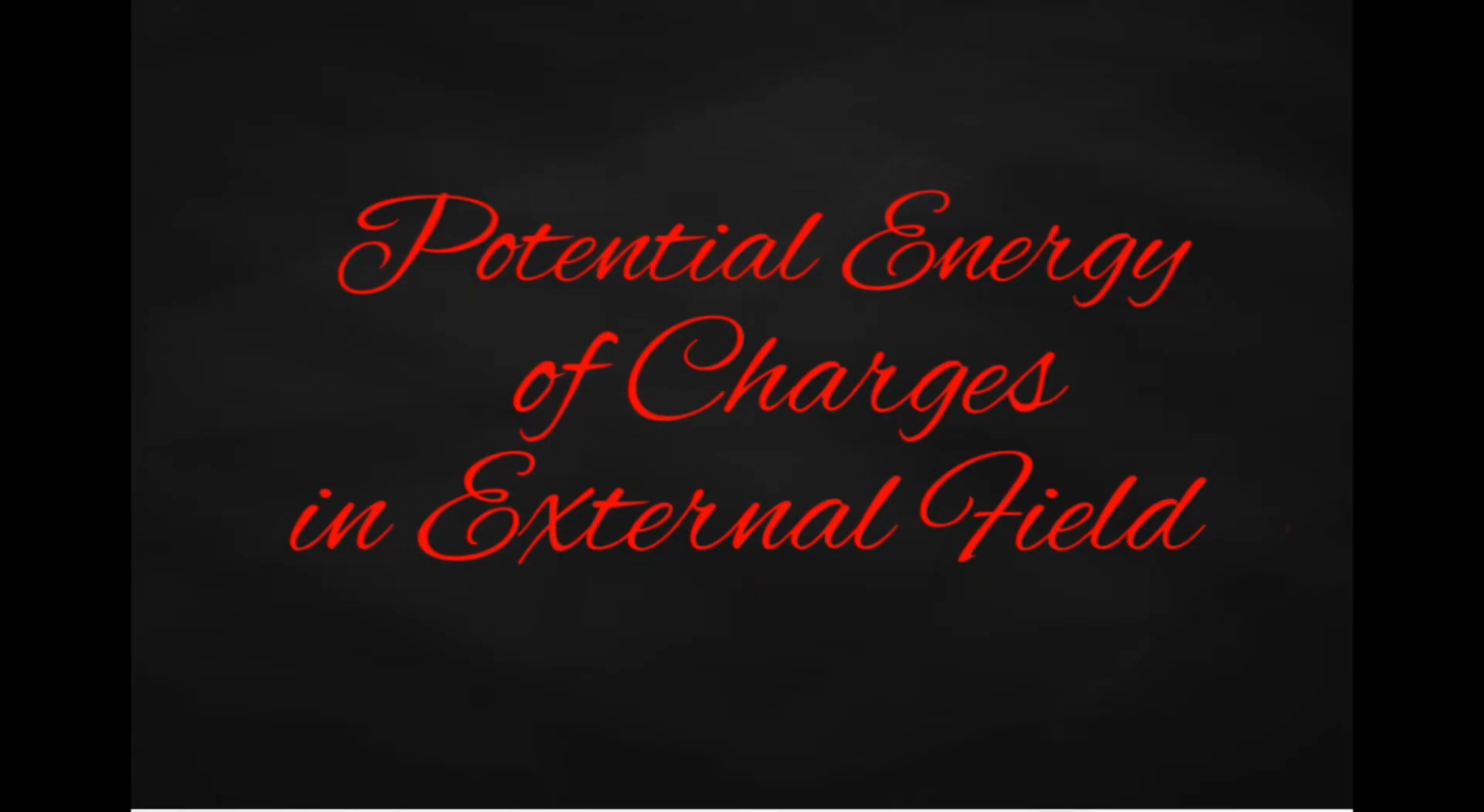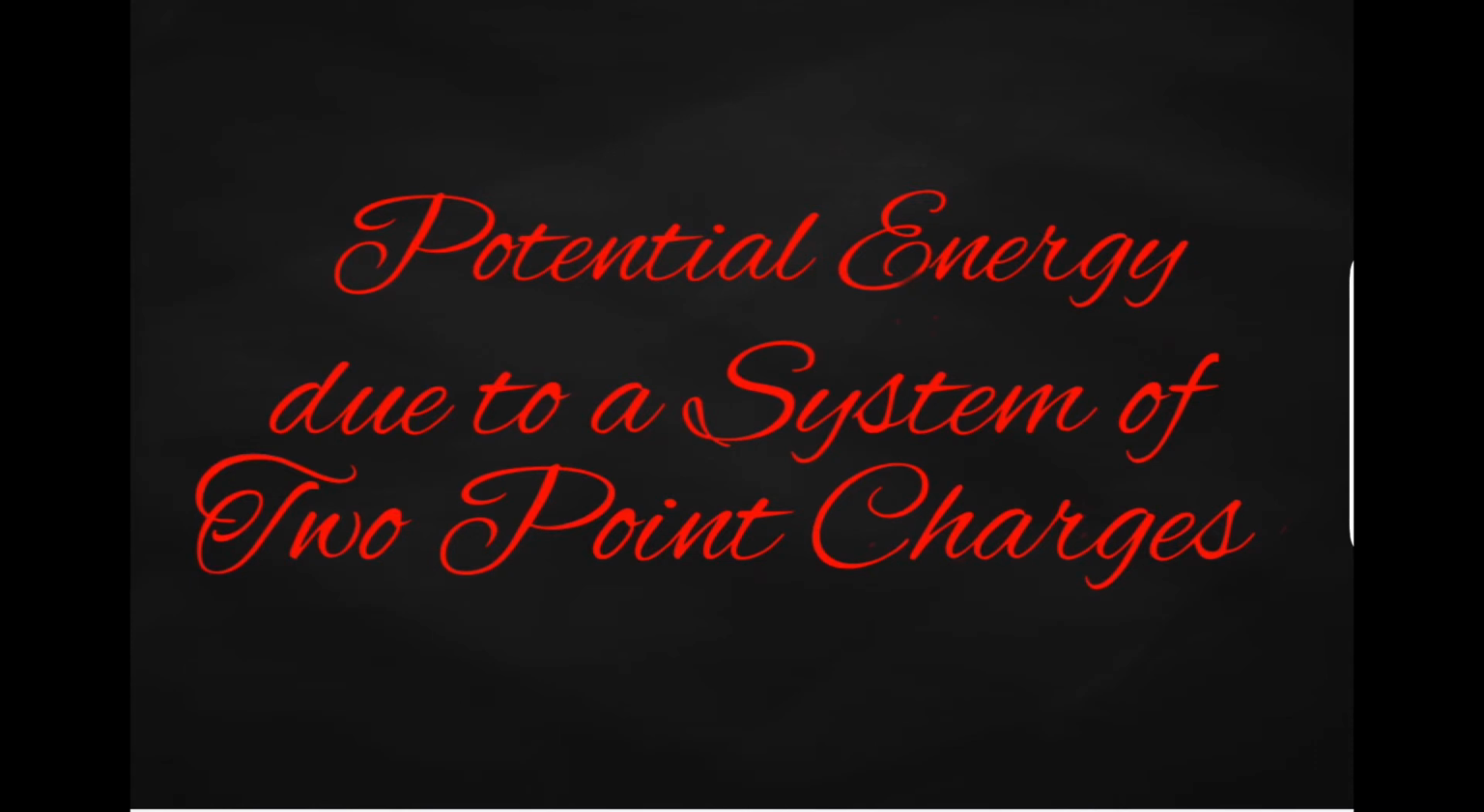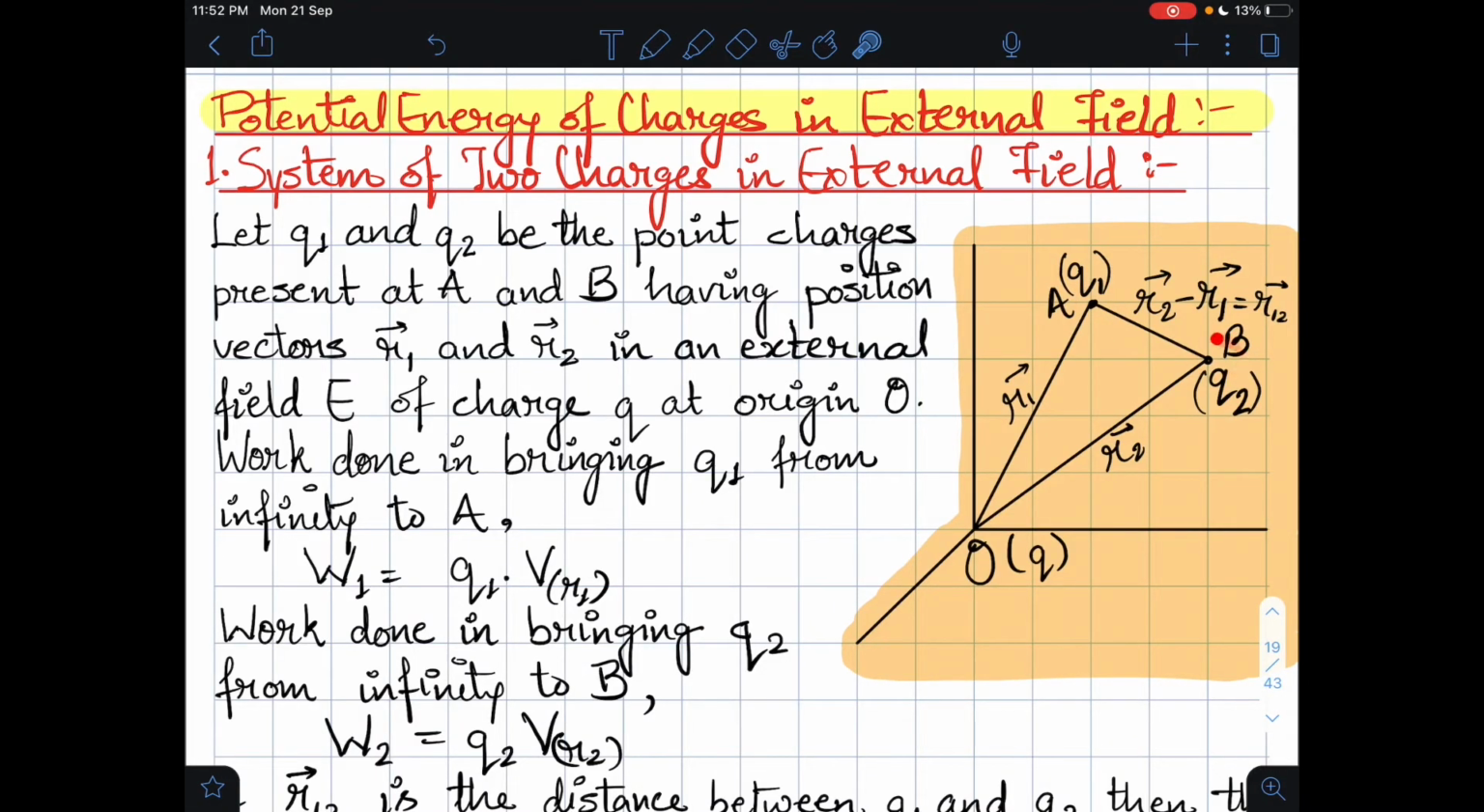Now moving on to potential energy of charges in external field. The first one is a system of 2 charges in external field. So I have point A and point B at distance r1 vector and r2 vector from origin, but now origin has a charge q, A has charge q1, and B has charge q2. Distance between A and B is r2 vector minus r1 vector. So A and B both are in the external field of O.